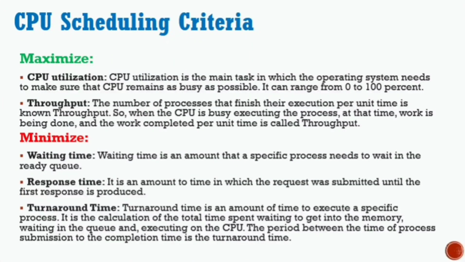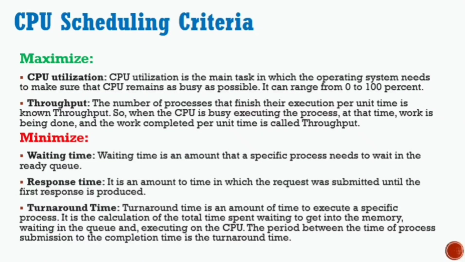Now, there is something called CPU scheduling criteria. There are different components which can help in maximizing the efforts of a CPU and certain things which we need to minimize in order to make sure that the CPU isn't idle and gives a very good result. Maximizing CPU utilization and throughput would help in an efficient CPU scheduling mechanism. Now, what is CPU utilization? CPU utilization is the major task in which the operating system has to ensure that the CPU remains as busy as possible and doesn't stay idle at any point of time, and this can range from 0 to 100%. And then comes the throughput.